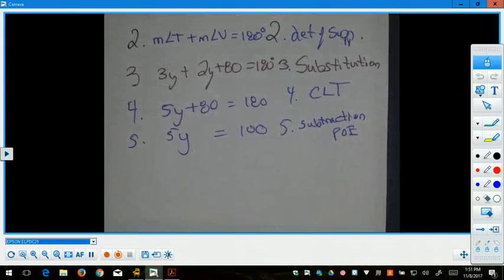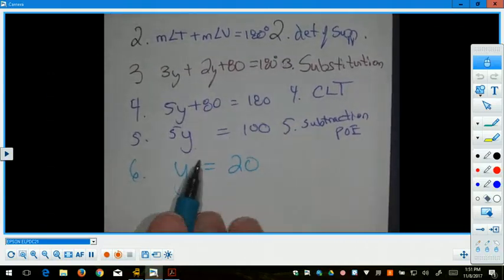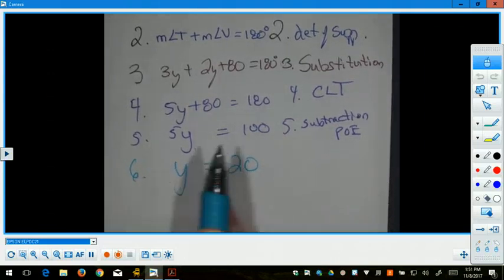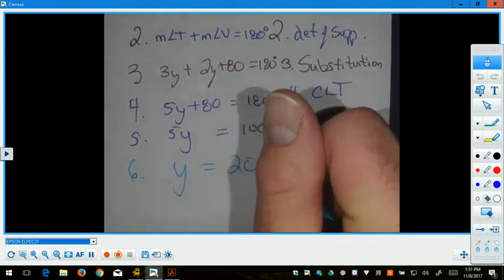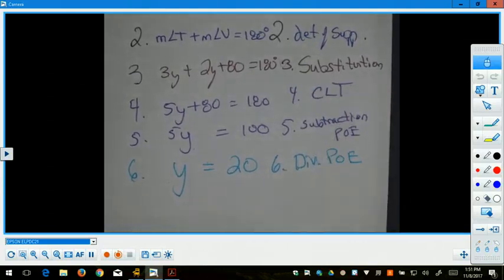And my final line for number 6 is that y equals 20. And I got that from this line to this line. I did that by dividing by 5. So this is the division property of equality.